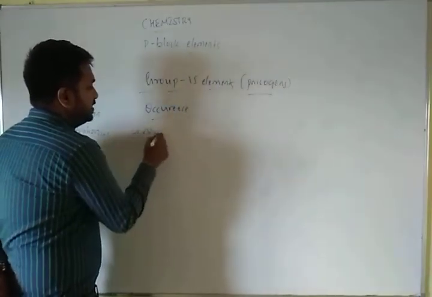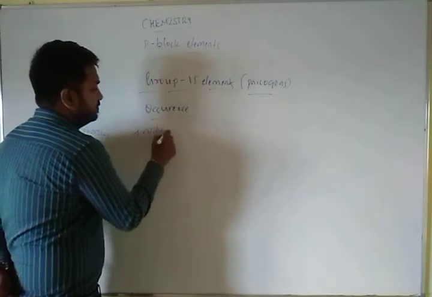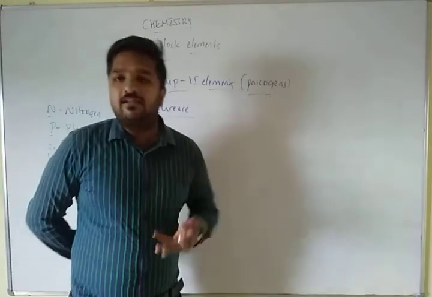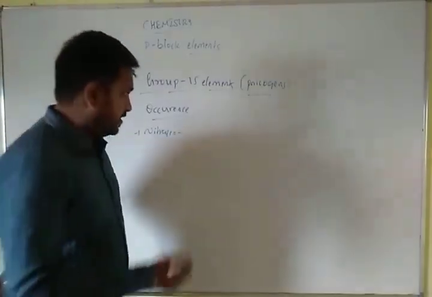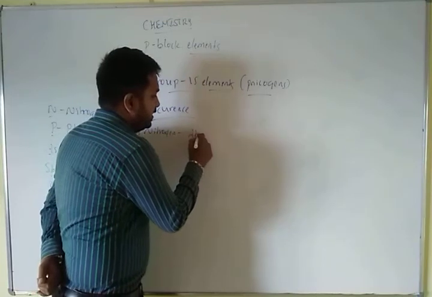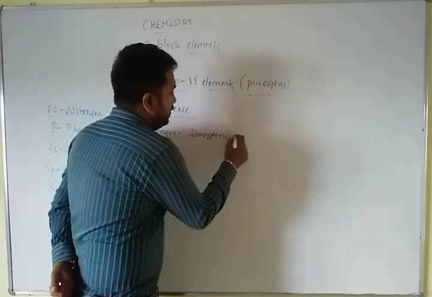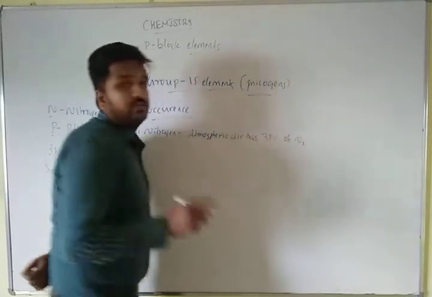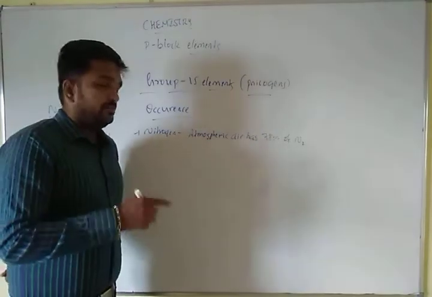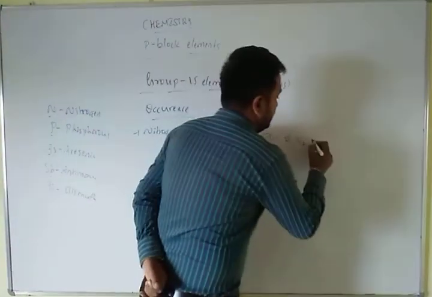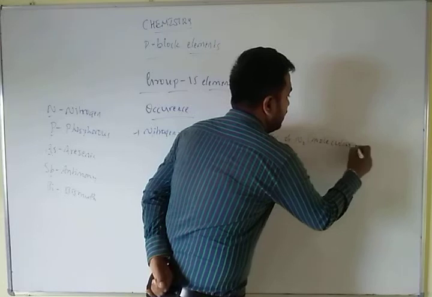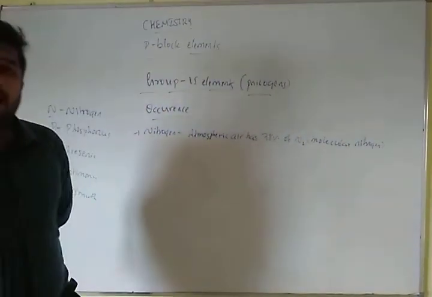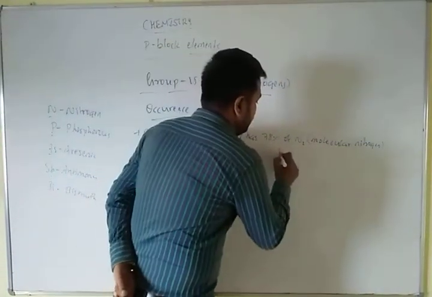Coming to occurrence, the first one is nitrogen. So where do you get nitrogen? It is very simple: our air consists of 78% nitrogen. So atmospheric air has 78% of dinitrogen, in the form of molecular nitrogen, which we also call dinitrogen. This is molecular nitrogen. So atmospheric air has 78% of dinitrogen by volume.